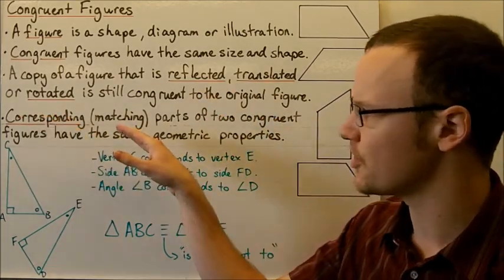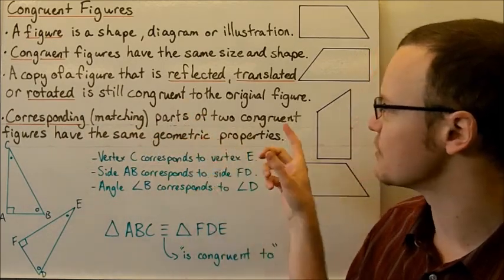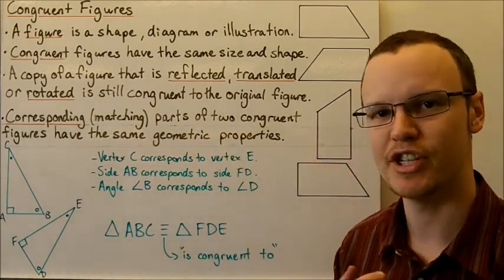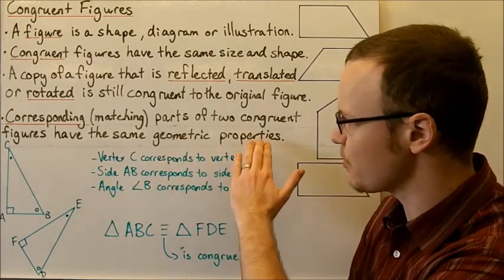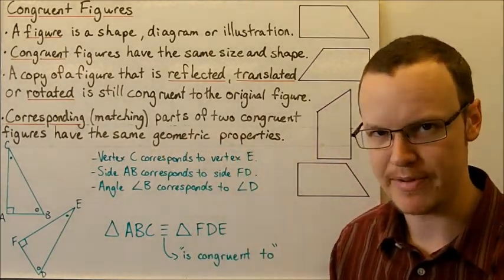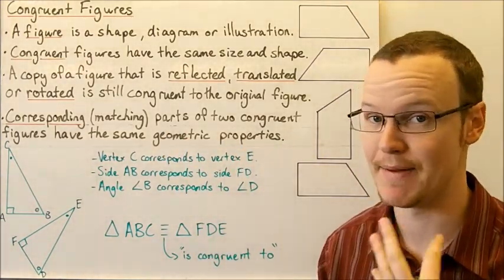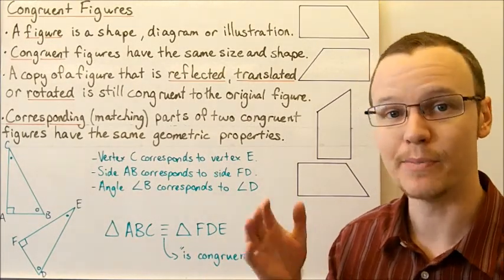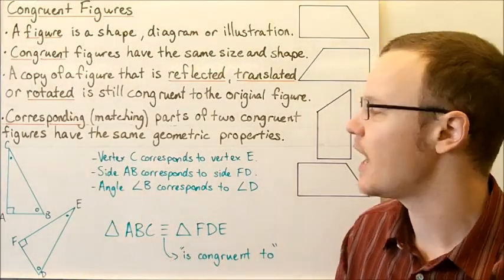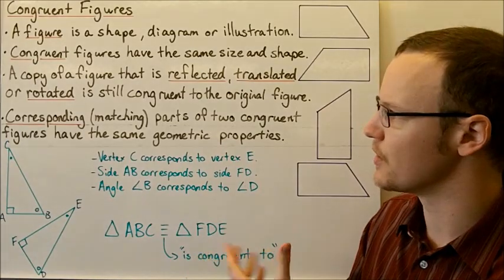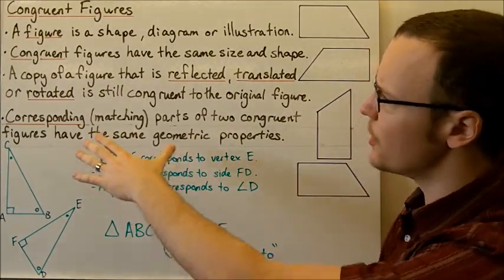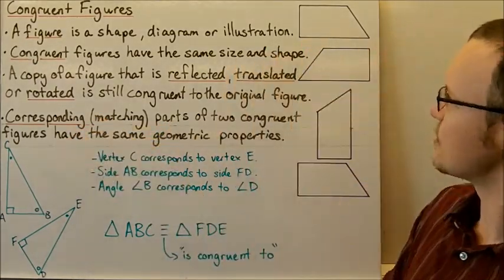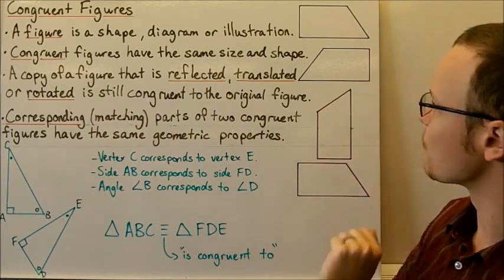So corresponding, that's matching parts of two congruent figures have the same geometric properties. So geometric properties are properties that a shape might have. So that could be the same angle at a certain point, it could be the same side length, either of those two things. So these shapes, they're all congruent.